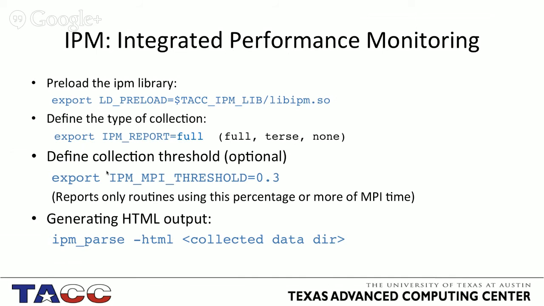And you will run your code as normal. This will generate a directory with all the information in an XML format, which is completely unreadable by any human being. But you can use IPM_parse with the -html option, and you give it that directory name. And it will generate a new directory that has HTML files in it. And so you can open them with any browser. You can actually do an scp from Stampede to your laptop and then look at them at leisure at home or whenever you have time. So the nice thing about that is that the analysis part you can do anywhere, on your laptop. You don't have to do it in the system.